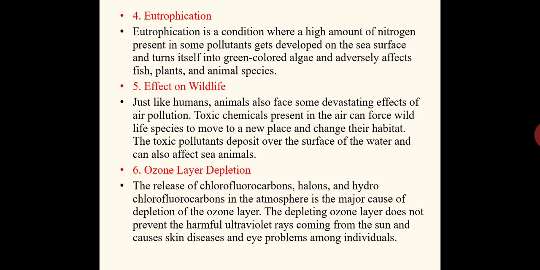And the next end effect is eutrophication. Eutrophication is the condition where a high amount of nitrogen present in some pollutants gets developed on the sea surface and turns itself into green colored algae and adversely affects the fish, plants and animal species.